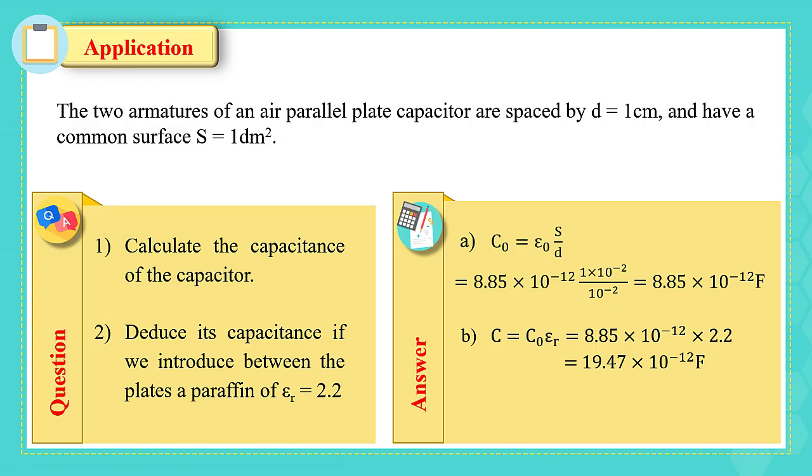In part A, I have to use this relation, which is C0 is equal to epsilon 0 S divided by D. Sometimes we use A for the area and sometimes we use S, and the final answer will be 8.85 times 10 to the power minus 12 farad. In part B, I have to use the formula, which is C is equal to C0 multiplied by epsilon r, which is equal to 19.49 times 10 to the power minus 12 farad. Don't forget that we have to convert to the SI units.